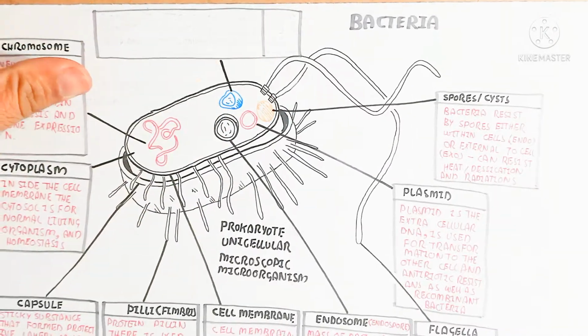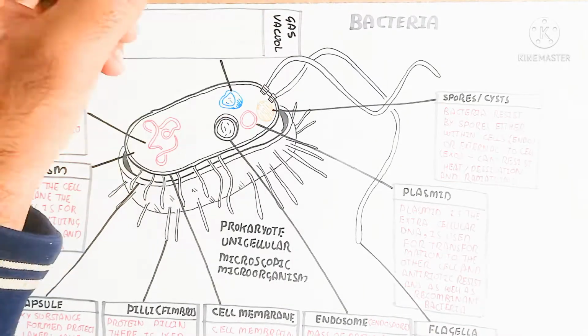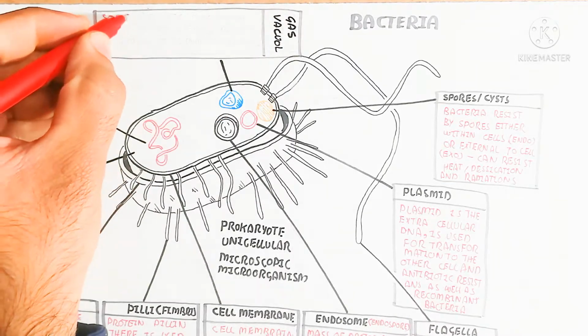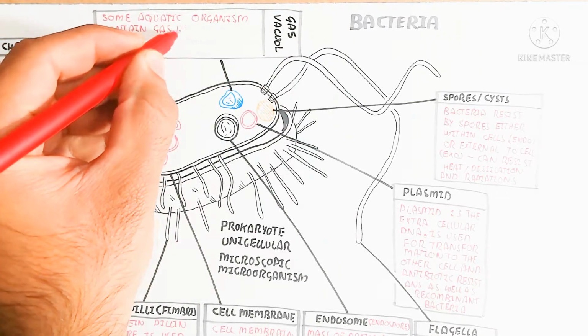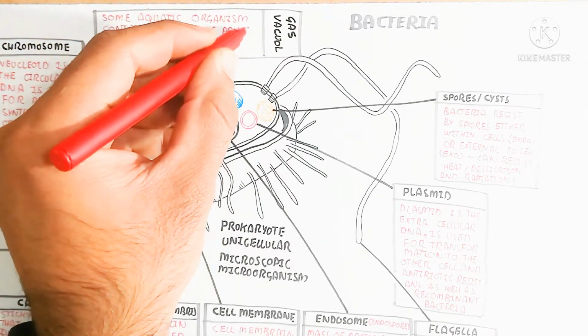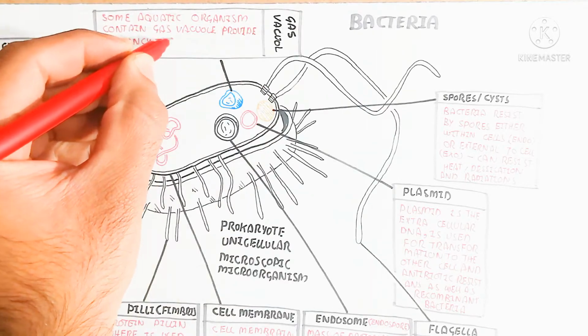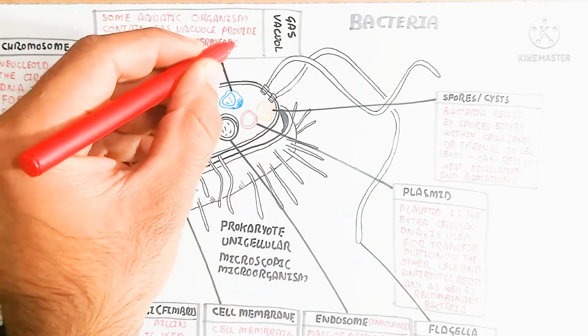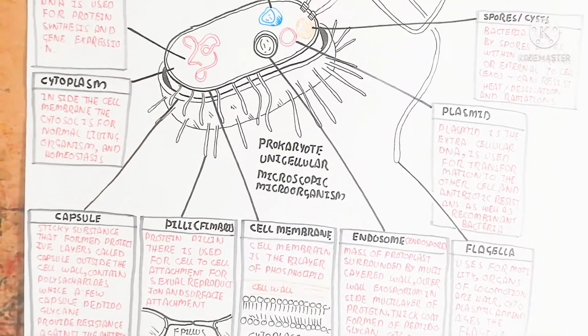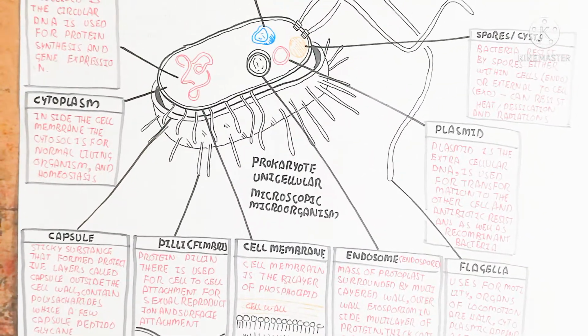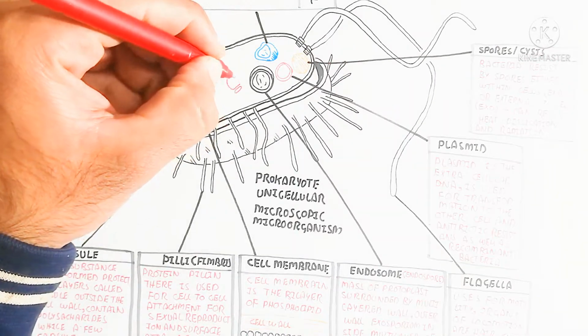Here the blue color is showing the gas vacuole. Some aquatic organisms contain gas vacuoles, which provide buoyancy. It is impermeable to water. So it is impermeable to water. That is why the bacteria can float on the surface of the water, and that means the buoyancy will increase, allowing surface gliding or something.